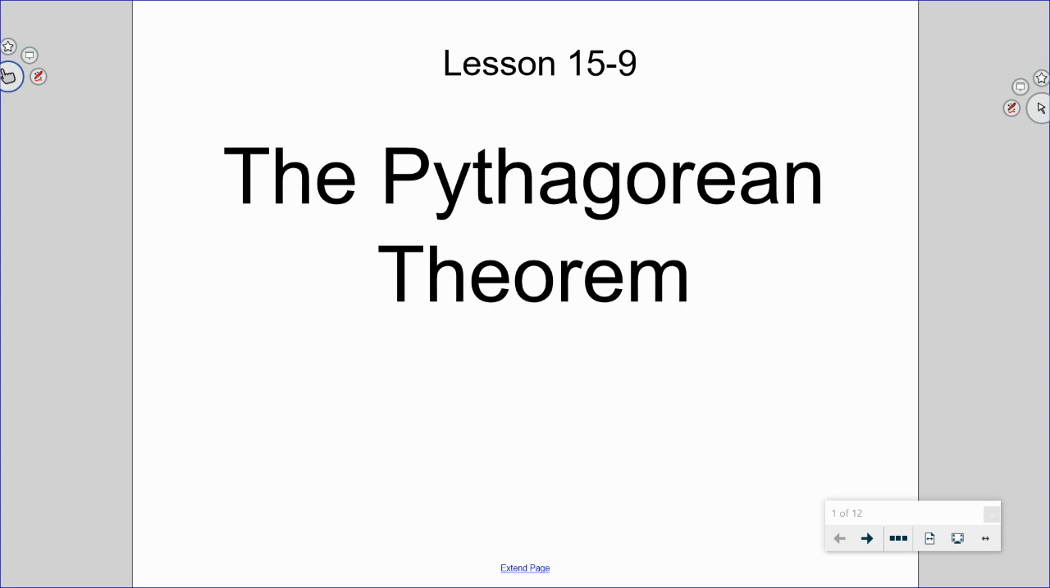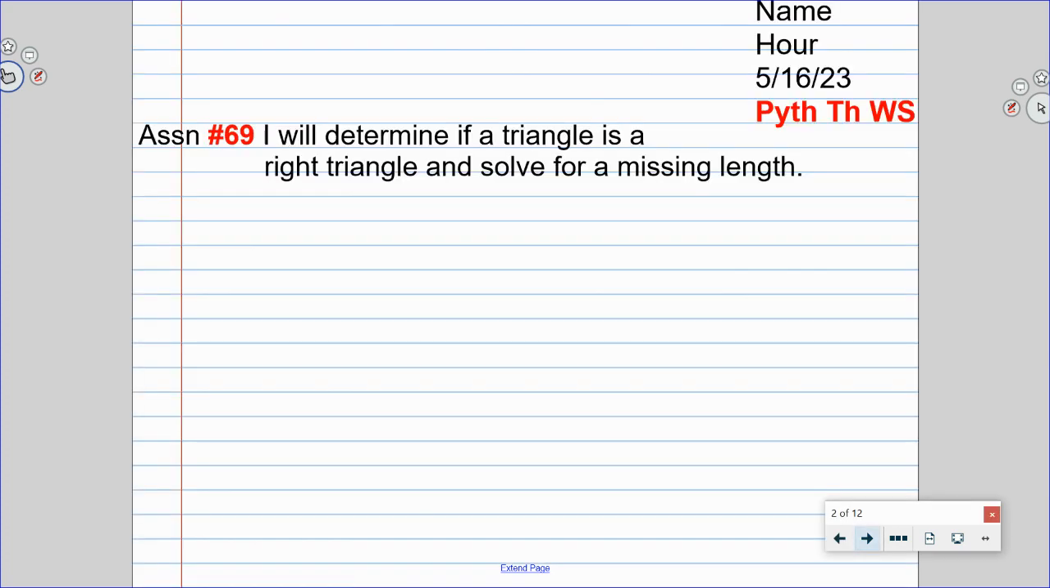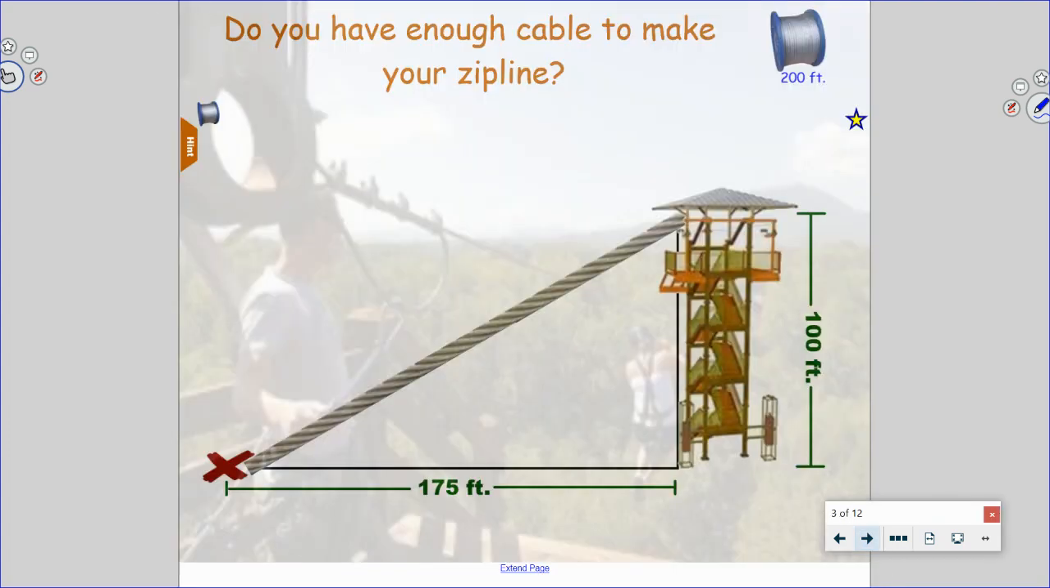Here to help you with Chapter 15, Lesson 9, the Pythagorean Theorem. No matter what the date, no matter what the assignment number, go ahead and title your page, get ready for some notes. Come on back when you're ready. And actually, I have a notes page if you received that in class or if you download it online, use Kami. Let's go.